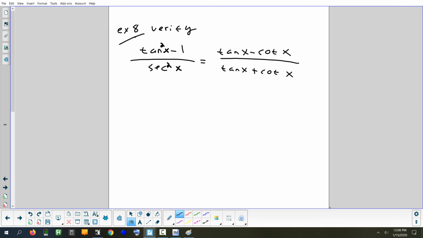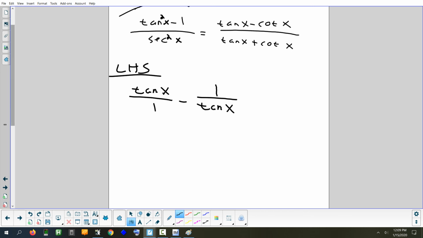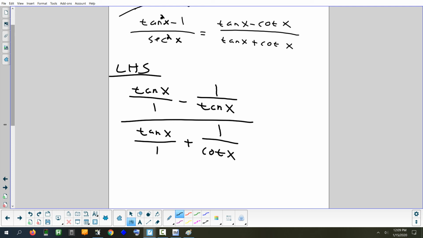Okay, so I figured out how to do this problem. The key is rather than changing to sines and cosines, which may work somehow eventually, we want to change to tangents. So working with the left-hand side, we're going to keep that as tangent, just make it a fraction, and we're going to write cotangent as 1 over tangent. So start with that. In the bottom, we're going to make it tangent over 1 plus 1 over cotangent.